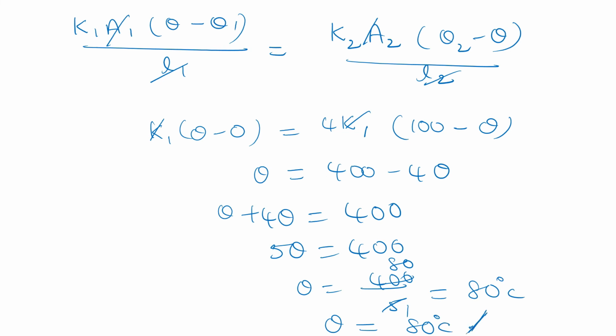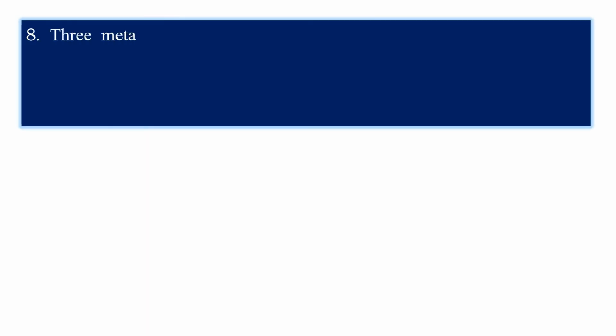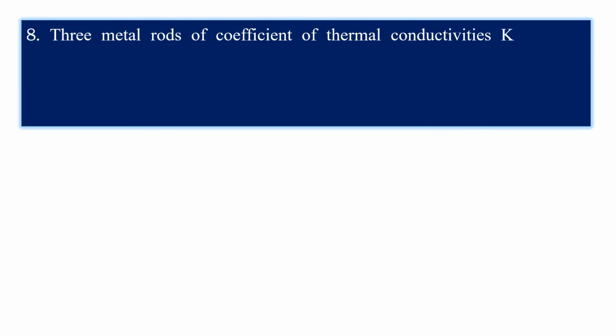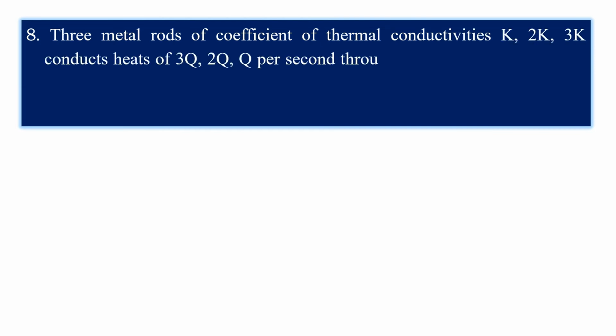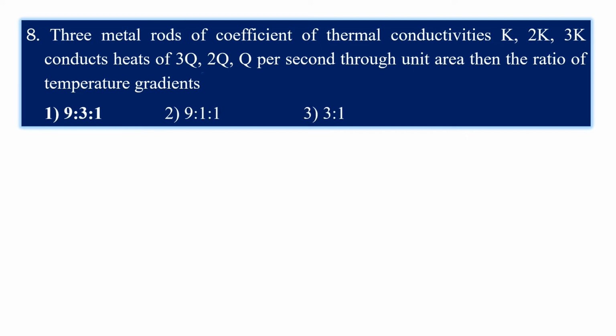Okay. Next we will go to the next question. Three metal rods of coefficients of thermal conductivity K, 2K, 3K conduct heats of 3Q, 2Q, Q per second through unit area. Then the ratio of temperature gradients is? Now let us go to the solution.